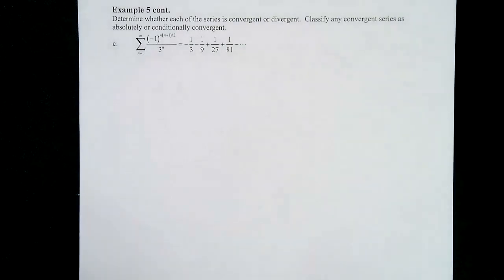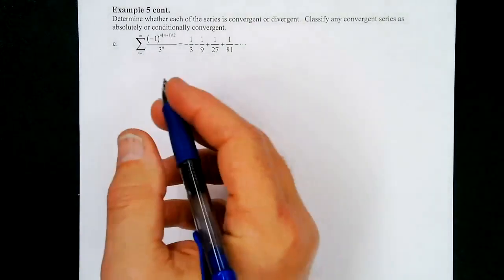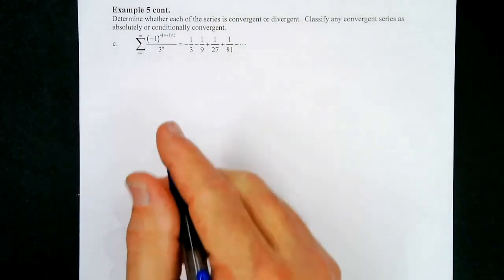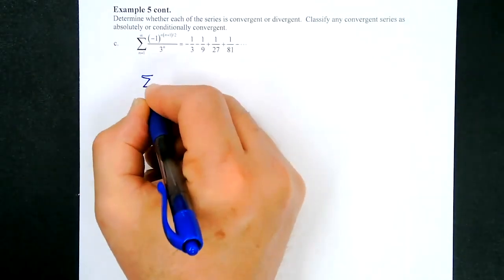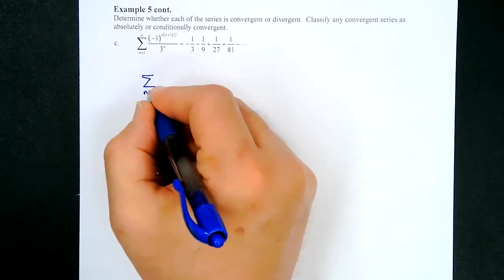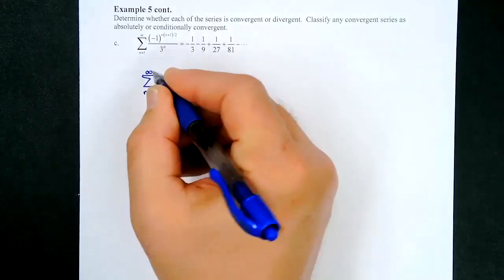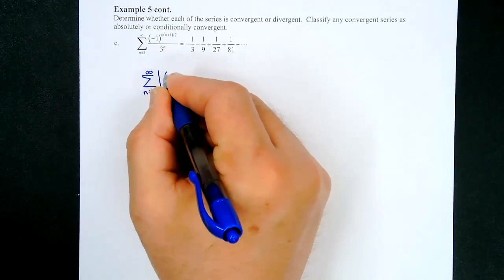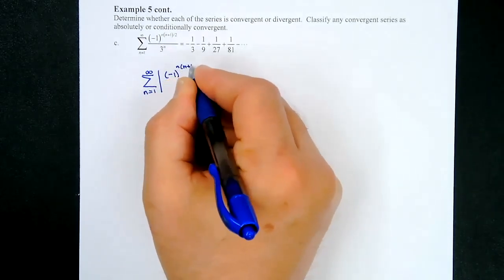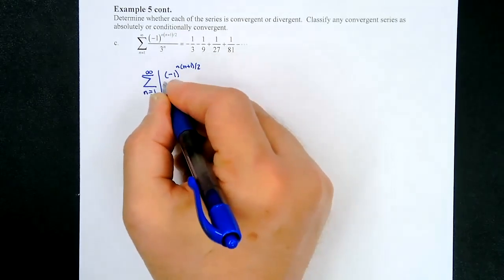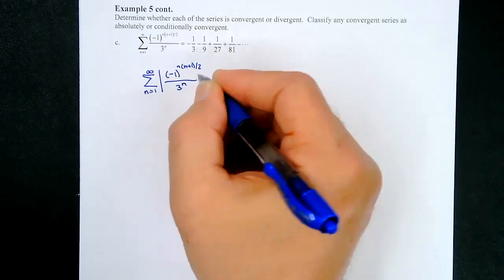So what does this become? This is the only way to do this problem: to look at what happens when we take the absolute value of it. So the sum from n equals 1 to infinity of the absolute value of -1 raised to the n times n plus 1 over 2, over 3 to the n power.